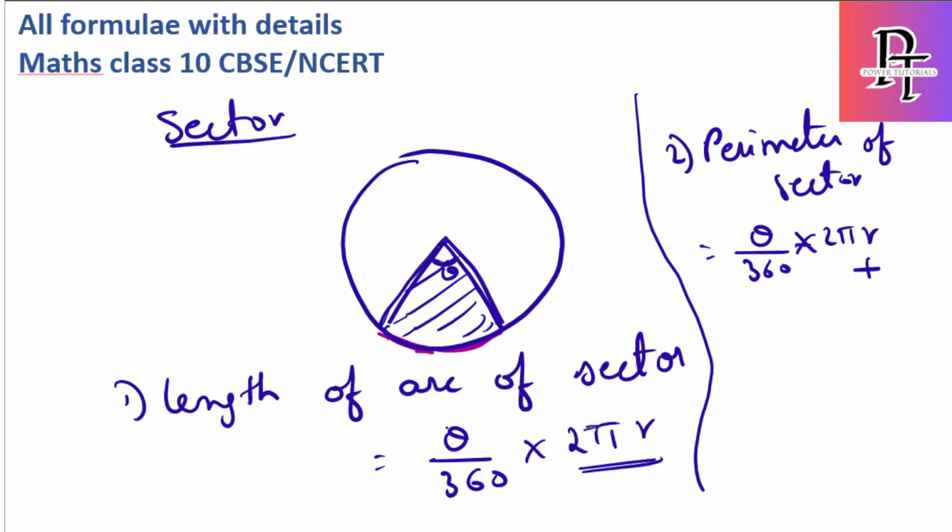This border we already know, which is theta by 360 into 2 pi r. So these two borders are nothing but radius, r and r. So theta by 360 into 2 pi r plus 2r. This is nothing but the perimeter of sector.